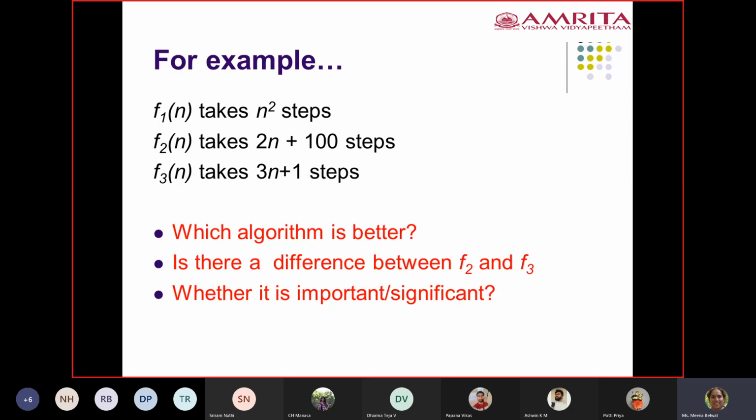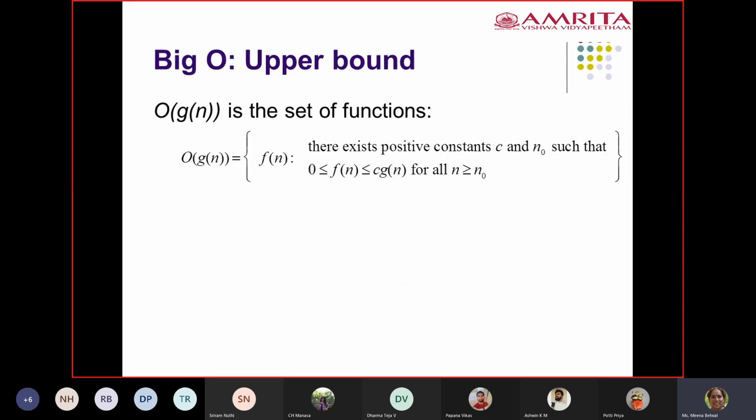So we were discussing big O notation, right? Now we have actually seen some of these concepts. So again, we are in the revising mode. So let us now define big O. What is big O?